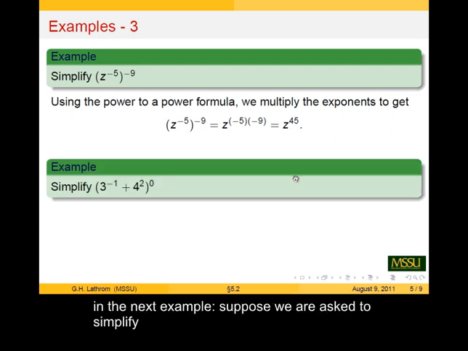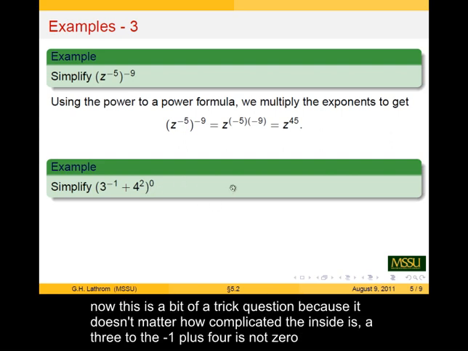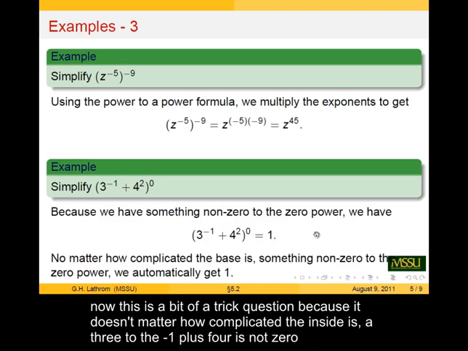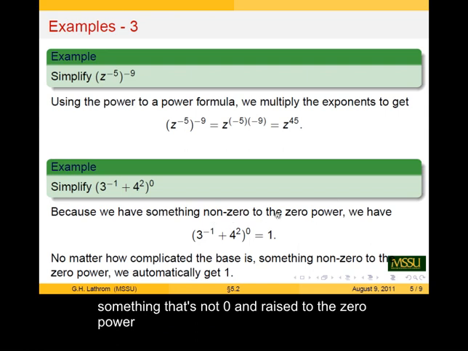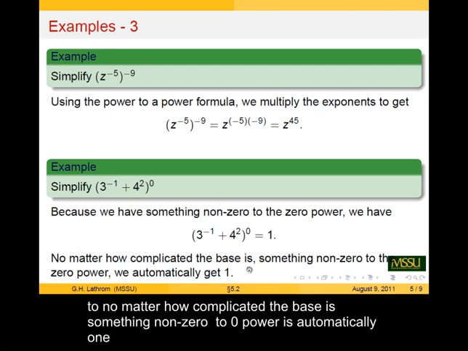In the next example, suppose we are asked to simplify 3 to the negative first plus 4 squared, quantity raised to the 0 power. Well, this is a bit of a trick question because it doesn't matter how complicated the inside is. 3 to the negative 1 plus 4 squared is something that's non-zero, and anything non-zero to the 0 power is automatically 1. So no matter how complicated the base is, something non-zero to the 0 power is automatically 1.